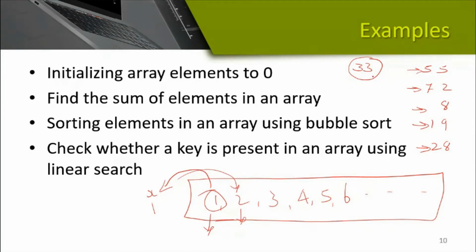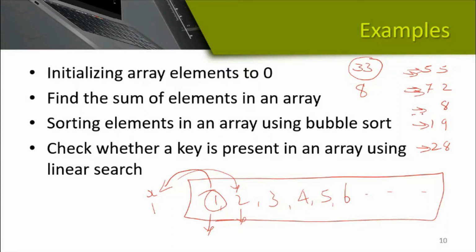Instead of 33, suppose we want to find out whether 8 is present in the list or not. In the linear search, 8 is first compared with 55. 8 is not equal to 55, so we cannot say that 8 is present in the list. Then it is compared with 72. 8 is not equal to 72.